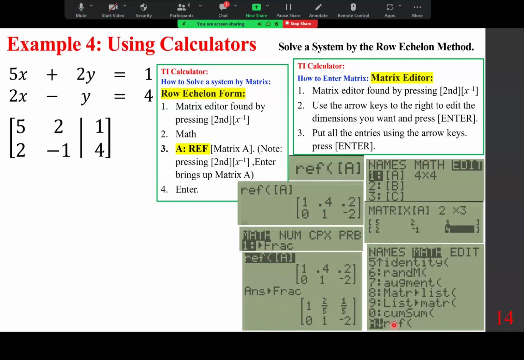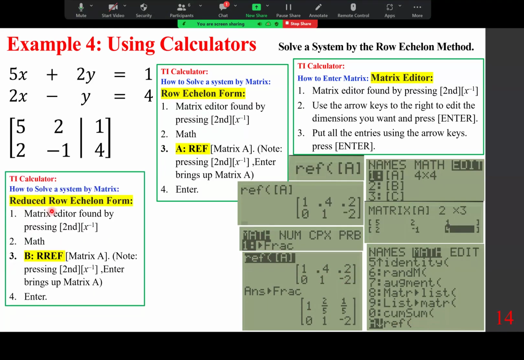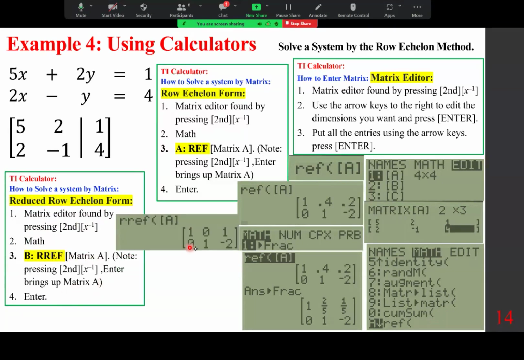However, we can do the next one that you can see here, called reduced row echelon form. Matrix editor found by pressing second x to the power of negative 1, math, okay, RREF, matrix A. And if you do that, it gives you this. First of all, when it comes to reduced echelon form, what it does, so 1, 0, then 1, and it makes this one also 0. Notice this is 2 over 5. Now, RREF makes this 0, and therefore, you don't have to do back substitution.